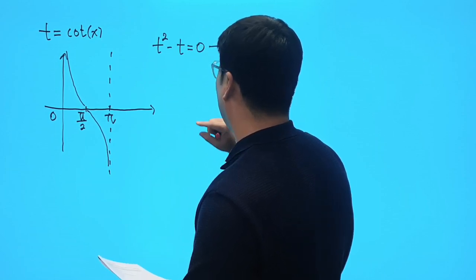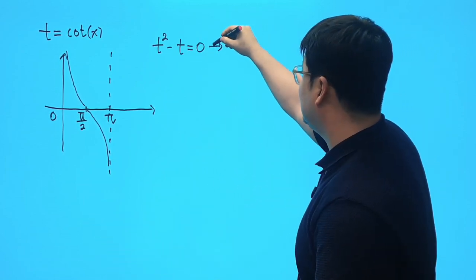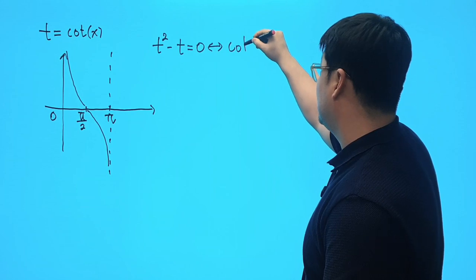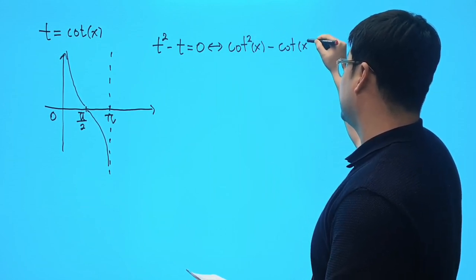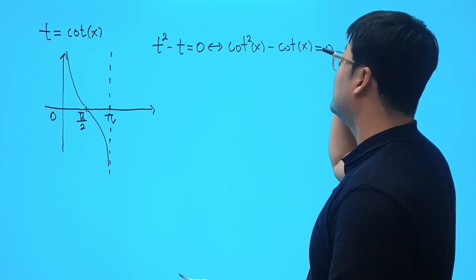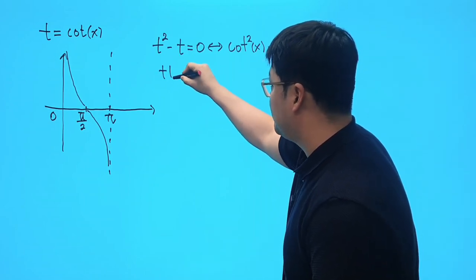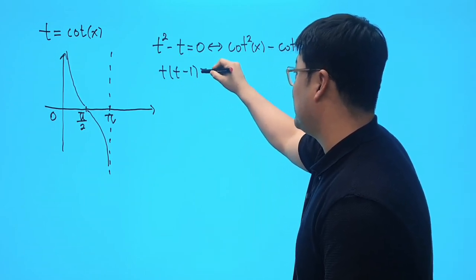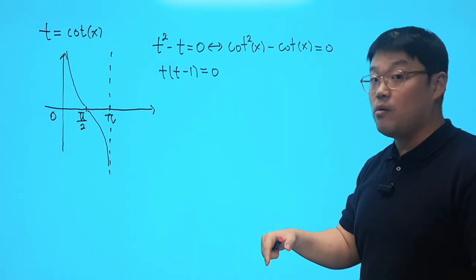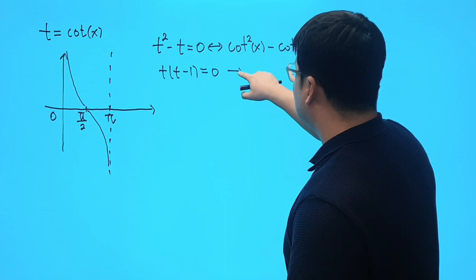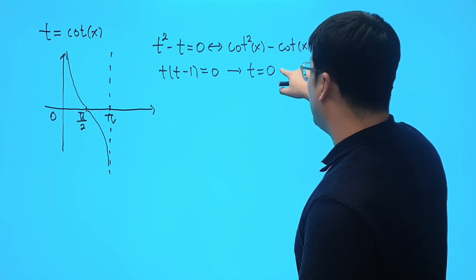So that means this is exactly the same thing as cotangent squared x minus cotangent x equals 0. Right. So you can simplify: t times (t minus 1) equals 0. What does that mean? It means that, hey, t is going to be 0 or 1. Right. So t is going to be 0 or 1.